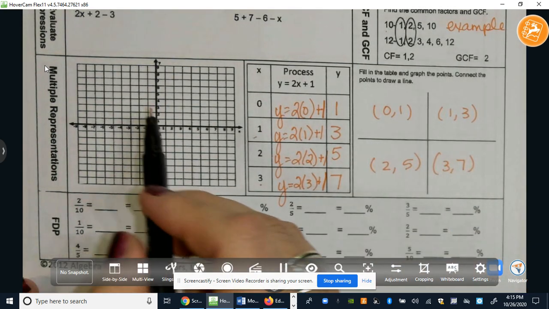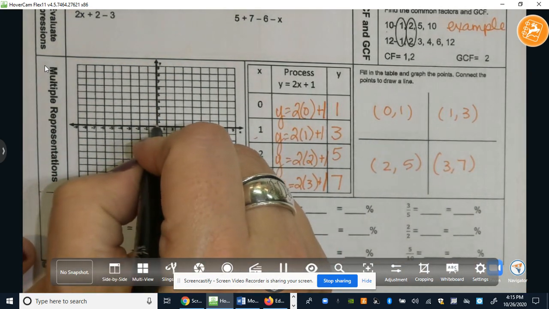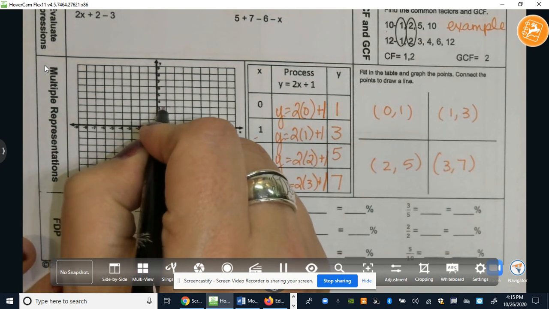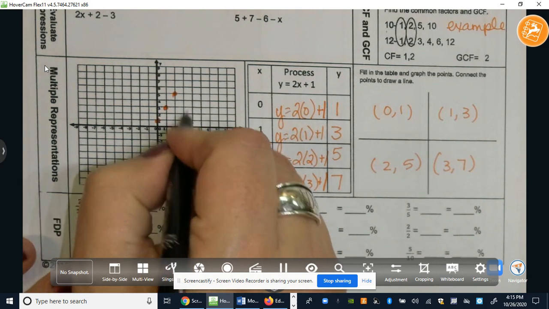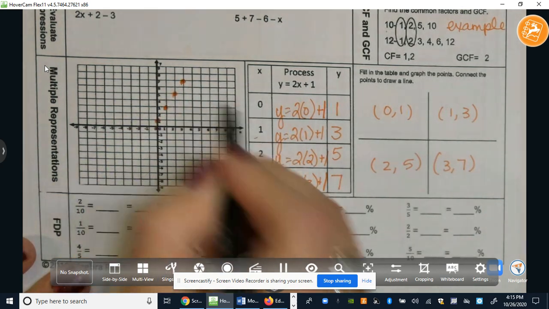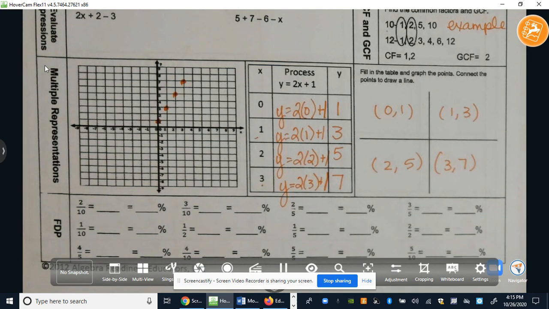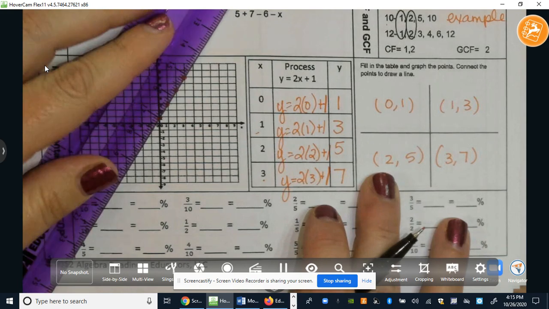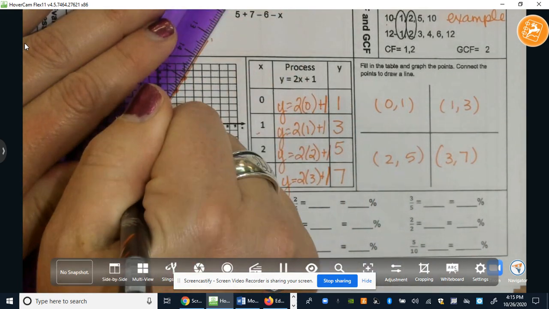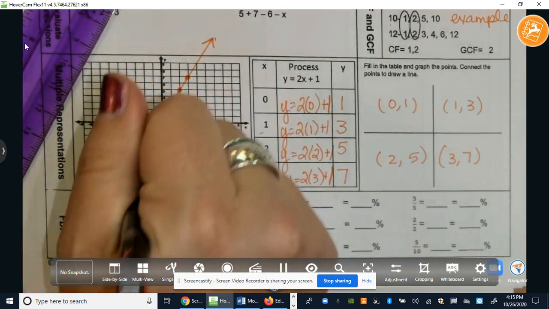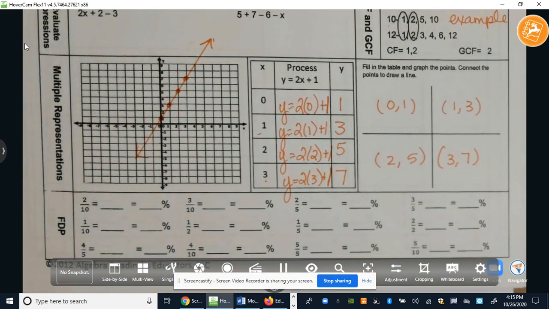Then I'm going to come over here and plot my points. So (0, 1), go over 1, up 3, go over 2, up 5, go over 3, up 7. Once I get my dots nice and neat on my graph, I take my straight edge. If you're doing this on Cami, you're going to take your line tool and draw to connect, and then I'm going to add my arrows to the end there.